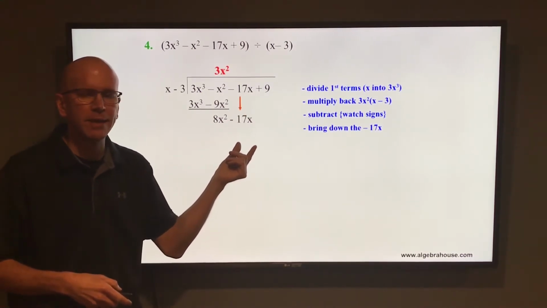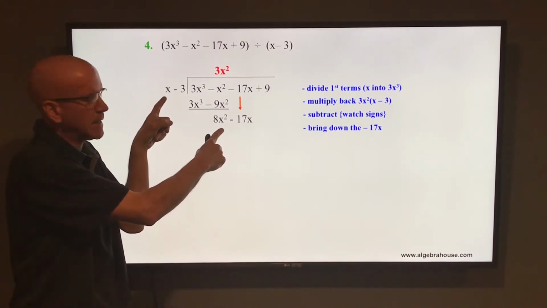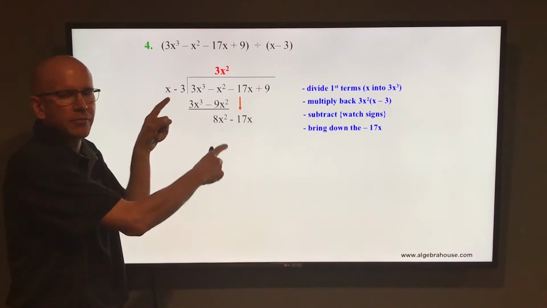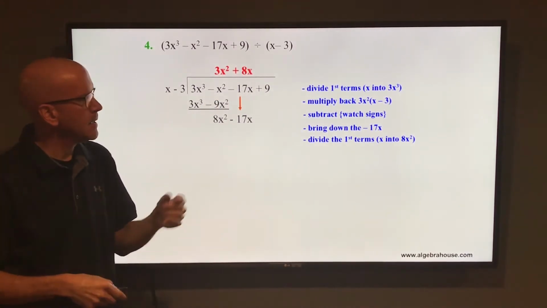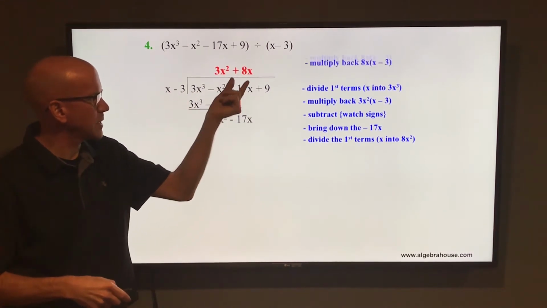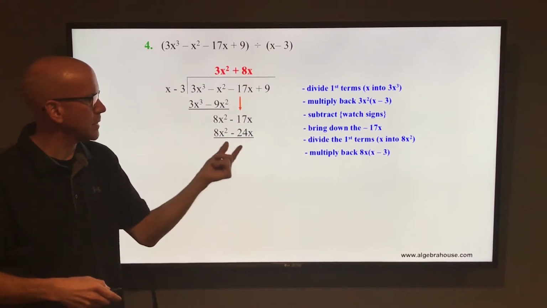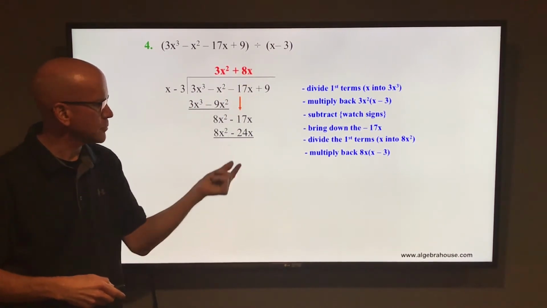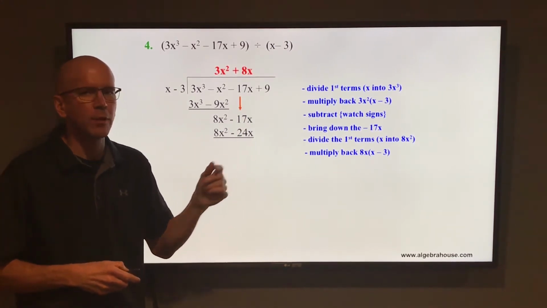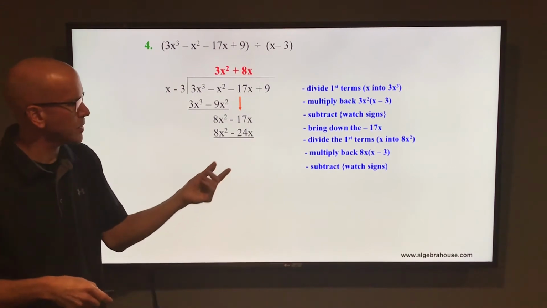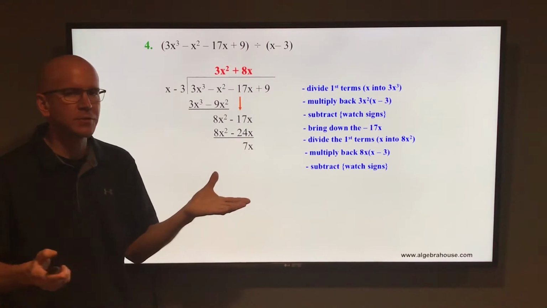And after you bring down that next term, you're back to division. Only divide the first terms. You're only dividing x into 8x squared. If you divide 8x squared by x, that is 8x. Put that up top. And then multiply back with the distributive property. So we're taking 8x times x, that is 8x squared, and 8x times negative 3, that is negative 24x. Subtract, watch your signs. Negative 17x minus a negative 24x, that would be negative 17x plus 24x, and that is 7x. 8x squared minus 8x squared is just 0.